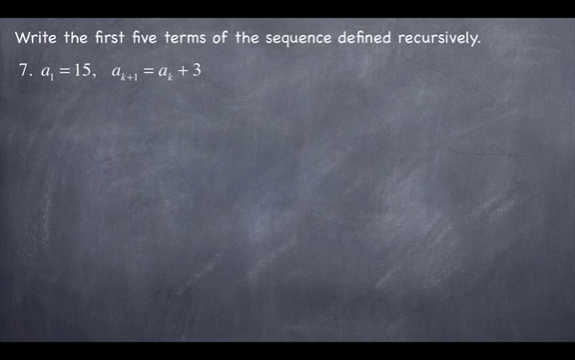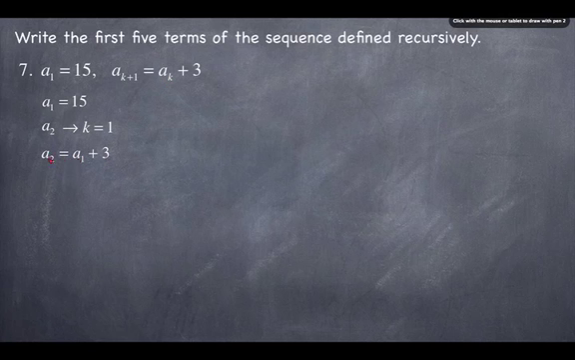This is what we call a recursive sequence. Let me read the directions. Let's write the first 5 terms of the sequence defined recursively. Notice that you have a sub 1, which is equal to 15, and then you have this. So let's find the first 5 terms. The first term is actually given to us. A sub 1 is 15. So let's find the second term. To find the second term, we're going to have to let k equal 1. If k is equal to 1, notice that you have a sub 2. Now this becomes a sub 1, and then you still have plus 3.